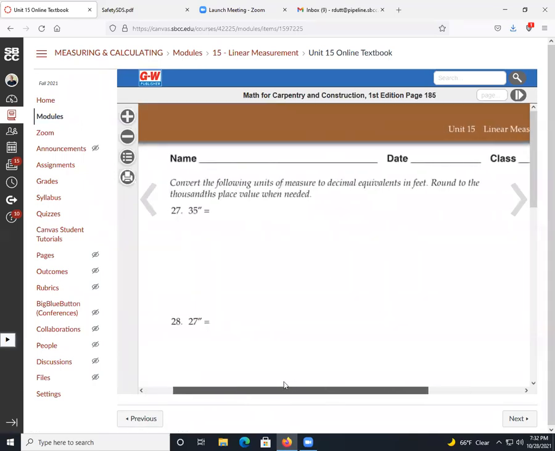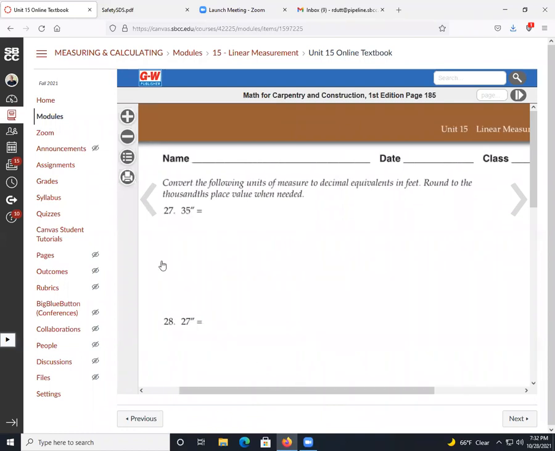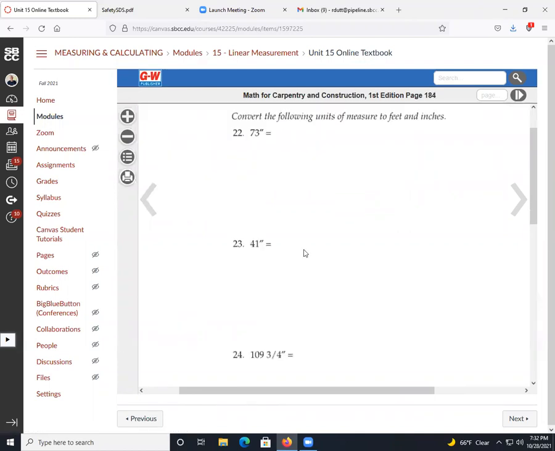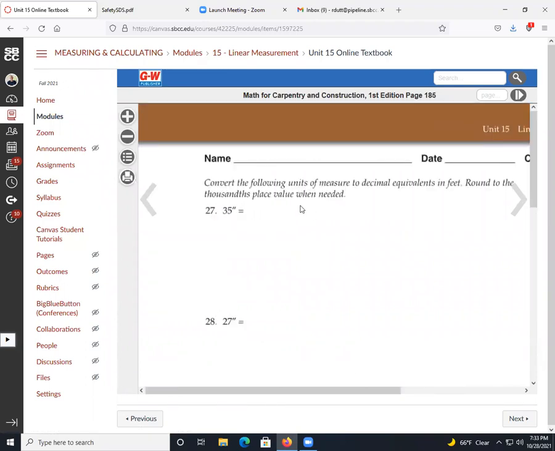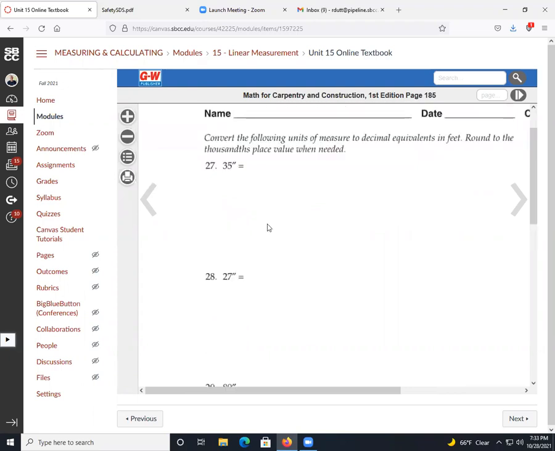Now let's convert the following units of measurement to decimal equivalents in feet. Round to the thousandths place if needed. So let's do these on the board, just so people can see how we did it. Because this part of the book, even though it's actually relatively simple, gets a little confusing.